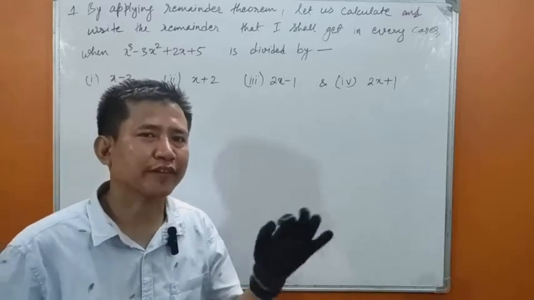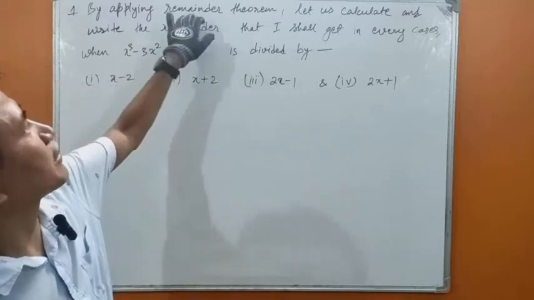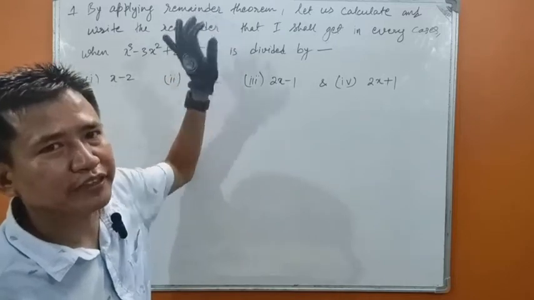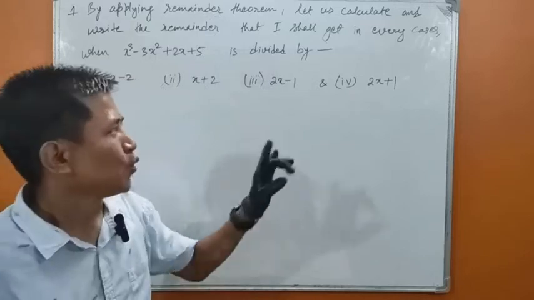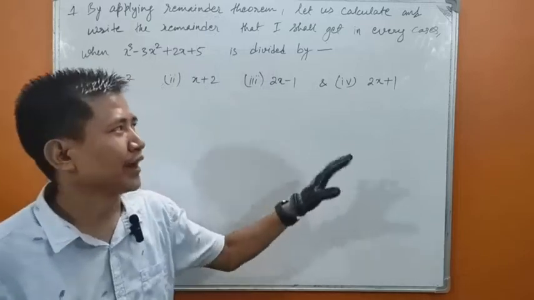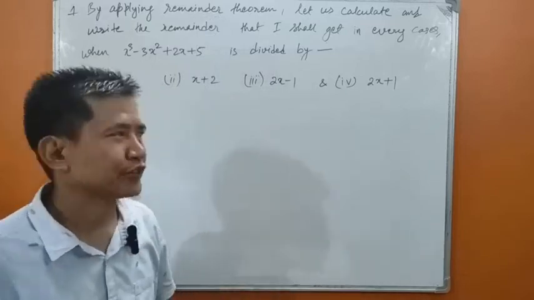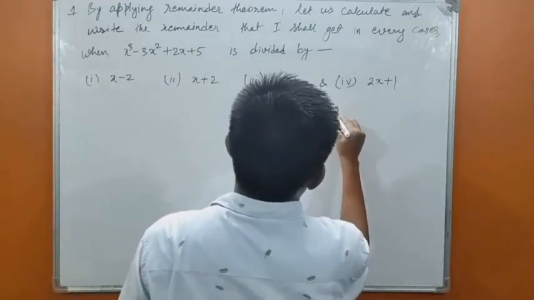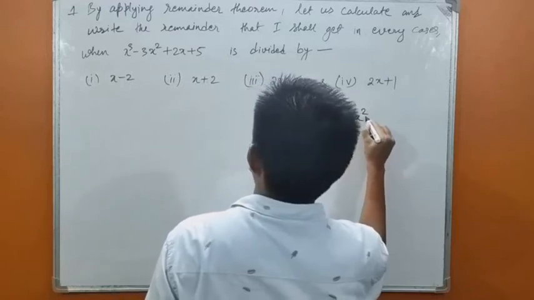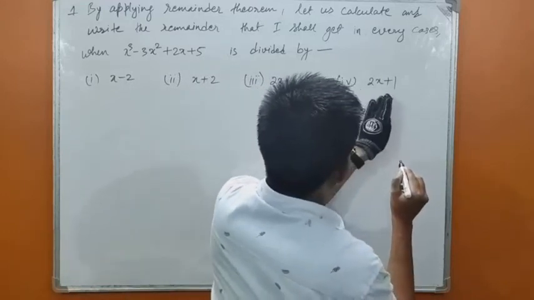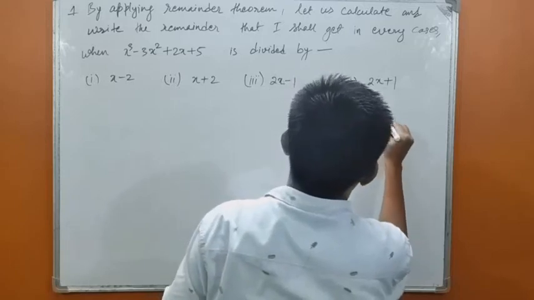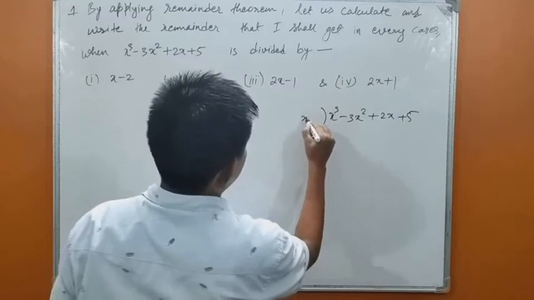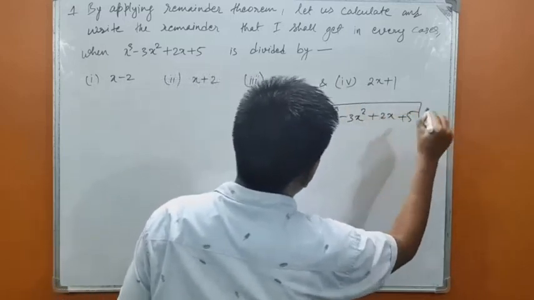We are asked to find the remainder by the method of remainder theorem, by applying remainder theorem. Please keep in mind, we are not asked to find remainder by the traditional method of division like this: x cubed minus 3x squared plus 2x plus 5. If we divide this by x minus 2, this is our traditional way of division.